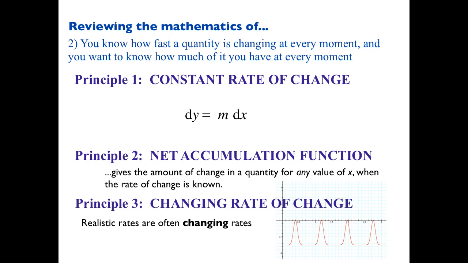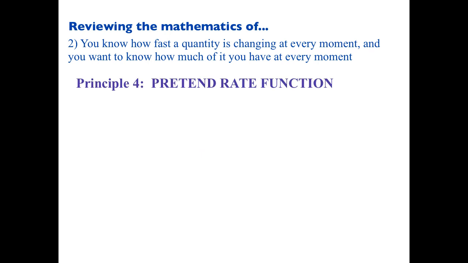Okay, so then principle 4. We said if you have a changing rate function, this goal of figuring out accumulation becomes much more difficult. Suddenly, if you have a constant rate, a net accumulation function is easy. But with a changing rate, how do we come up with a net accumulation function? That brings us to principle 4. So how did we overcome this problem of having a changing rate of change function when we want amounts of accumulation? The step function, right? The pretend rate function. So that's principle 4.